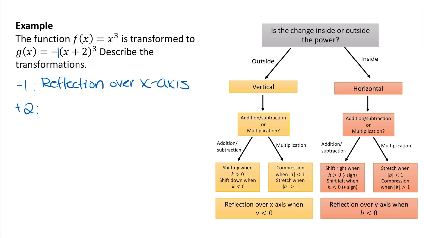Now let's think about this plus 2. The plus 2 is on the inside, right? So if it's on the inside, it's going to be a horizontal transformation. It's being added or subtracted. Notice we have that plus sign, so that is in fact going to be a shift to the left. Okay, so it's going to be a shift left 2.